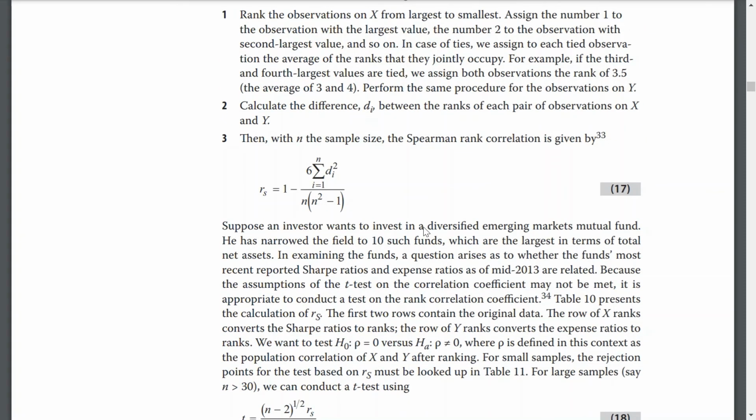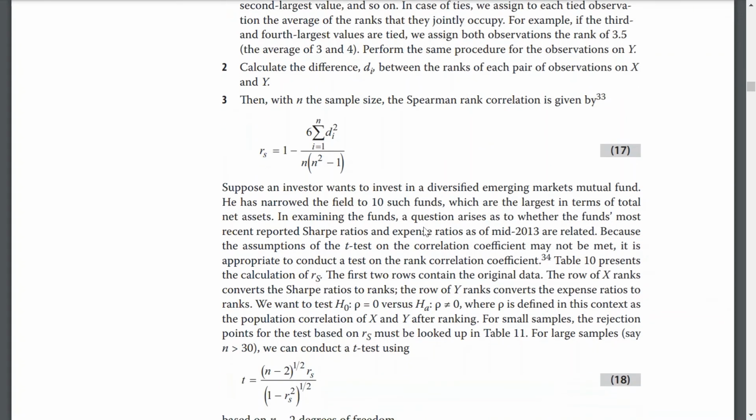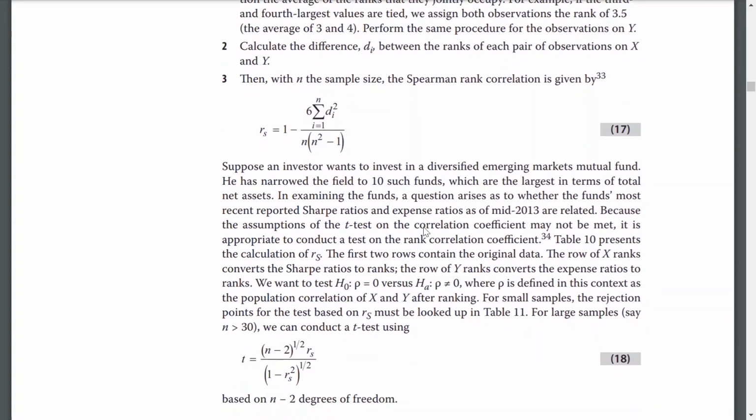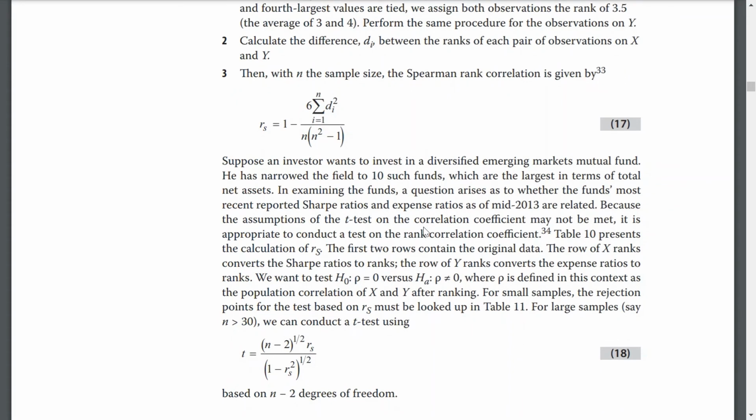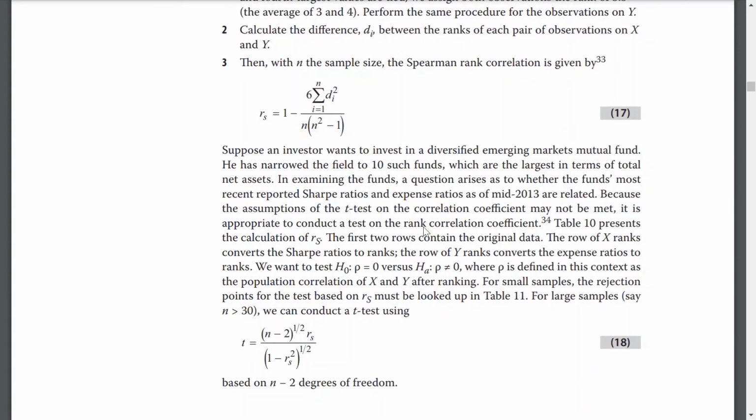Suppose an investor wants to invest in a diversified emerging markets mutual fund. He has narrowed the field to 10 such funds, which are the largest in terms of total net assets. In examining the funds, a question arises as to whether the funds' Sharpe ratios and expense ratios as of mid-2013 are related. Because the assumptions of the t-test on the correlation coefficient may not be met, it is appropriate to conduct a test on the rank correlation coefficient.